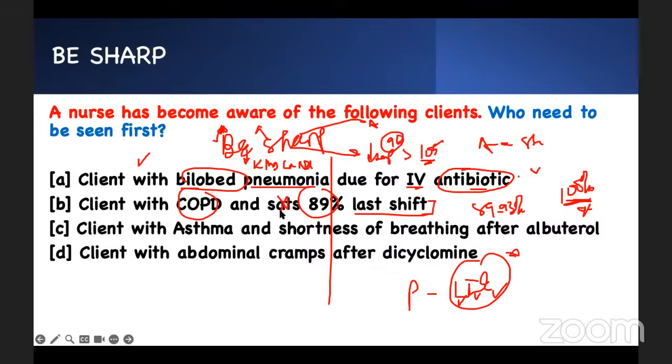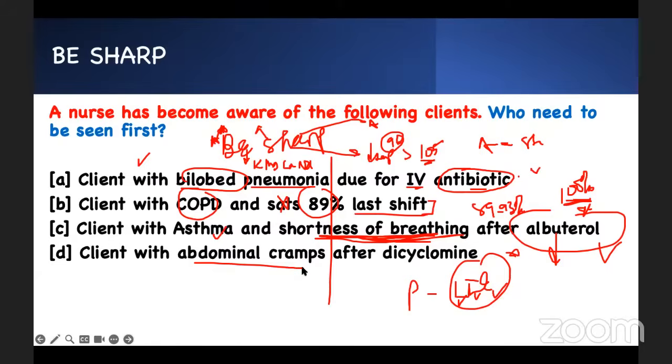Client with asthma, right? And shortness of breath after albuterol. Look at it. You have asthma. Okay, fine. I give you albuterol, the beta agonist, you should be fine. You shouldn't be having shortness of breath. That means albuterol is not working and you're having a breathing problem. Your breathing tube is not helping you. That's a BESHARP moment. So this guy, you also have to hold on to that.